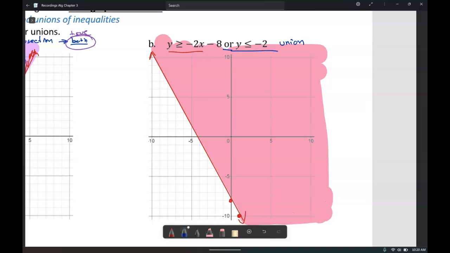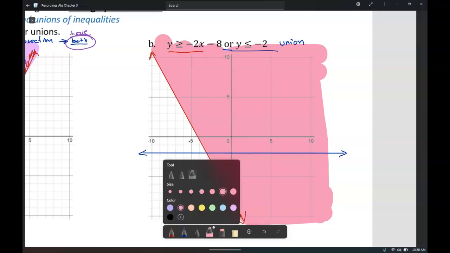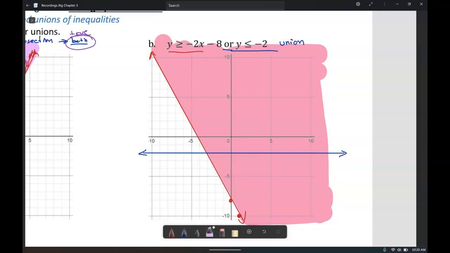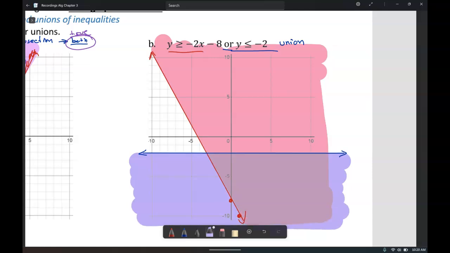Next, let's go ahead and graph y is less than or equal to negative 2. That's a horizontal line at y equals negative 2. That's a really bad horizontal line. Let's try it again. There we go. And since y is less than, we want to go ahead and shade below. And so the union is the ordered pairs that satisfy either inequality.